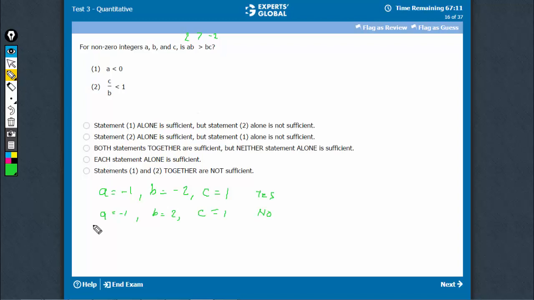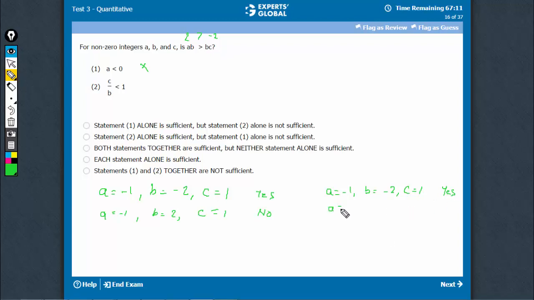The right approach in such questions is always to try to get a yes as well as no for each statement. We got both for statement 1, so statement 1 is not sufficient. Now in statement 2, if we assume A is equal to -1, B is equal to -2, C is equal to 1, AB becomes positive and BC remains negative. So we get yes as a possibility.